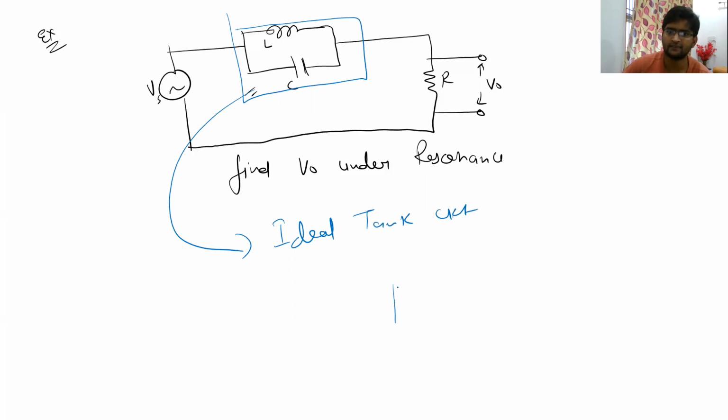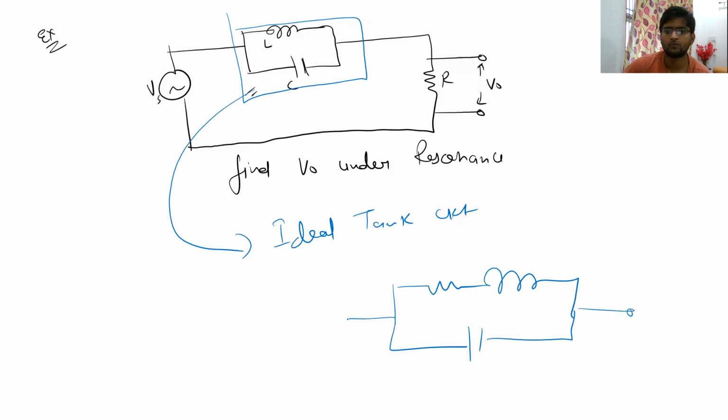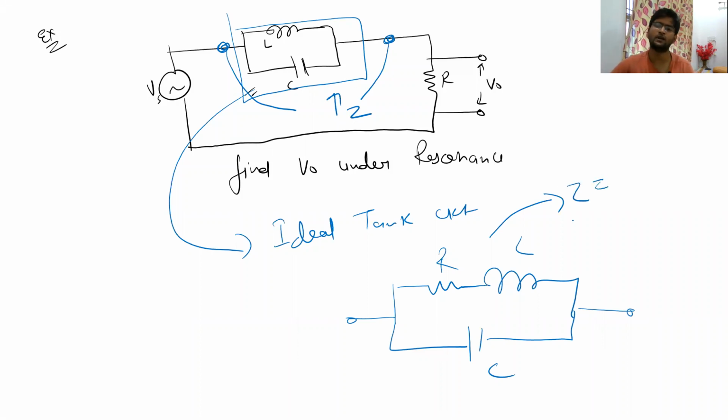So this is your tank circuit. This is your R, L, and C. So in the tank circuit, in the case of resonance, what was the value of your impedance? If these are the 2 points across this circuit and the input impedance, I'm calling it Z. What was the Z you calculated for a practical tank circuit? Tell me. It was L upon RC.